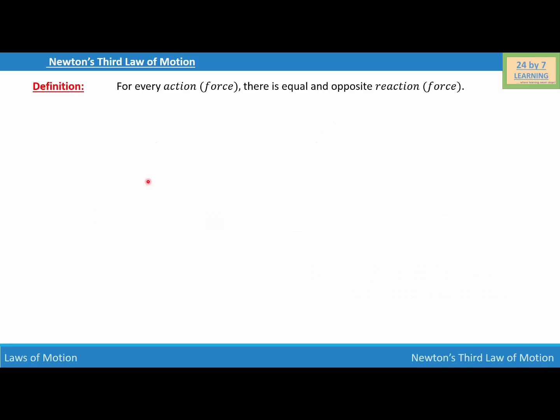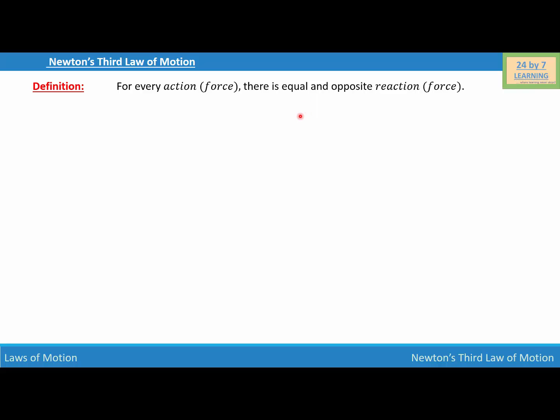So let's begin. According to Newton's third law of motion, for every action, there is an equal and opposite reaction. In other words, if one body is exerting a force on a second body, then the second body will also exert the same force but in the opposite direction on the first body, which simply means that the forces will be equal but opposite in nature.